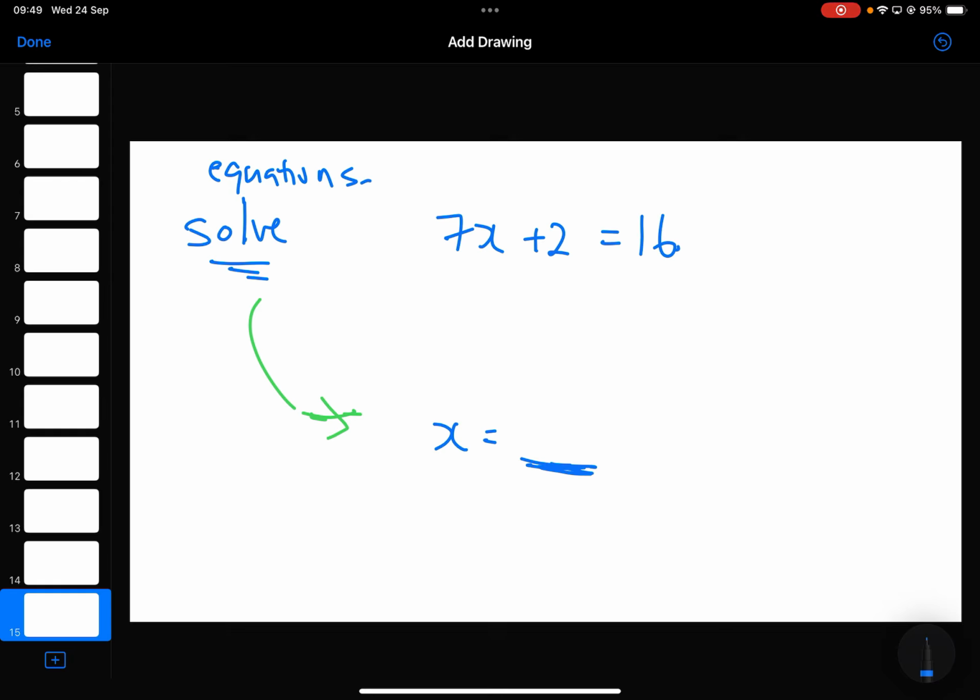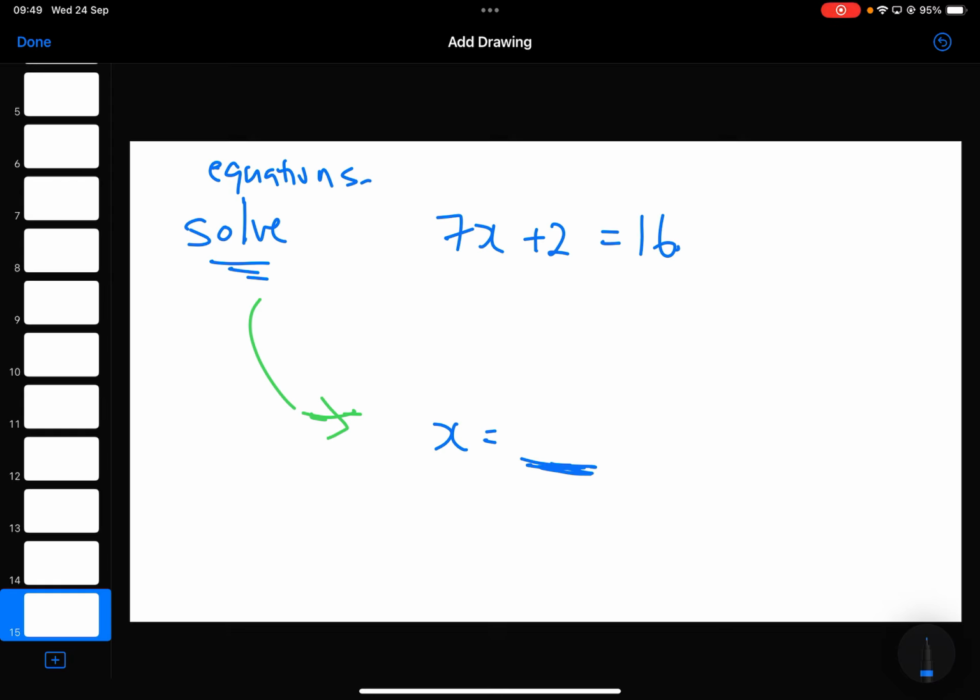So my x is 2. But we will not be able to do this when the number is very complicated. That is why there is a systematic way of solving equations, and that is I keep writing equations until I am left with x on one side.